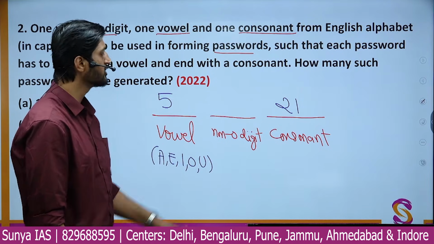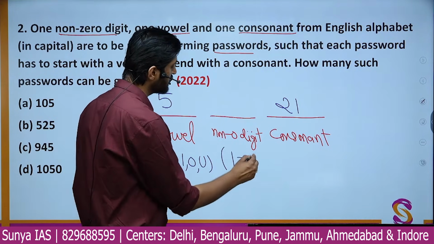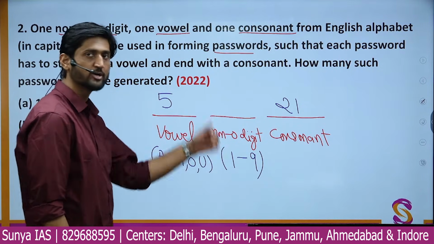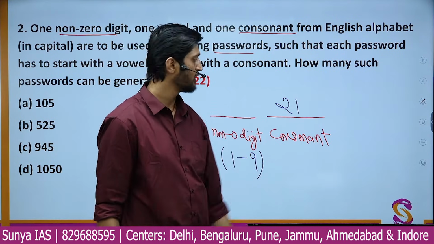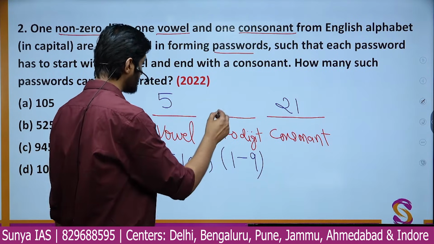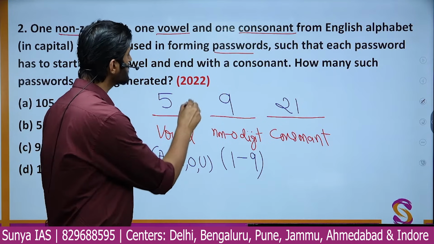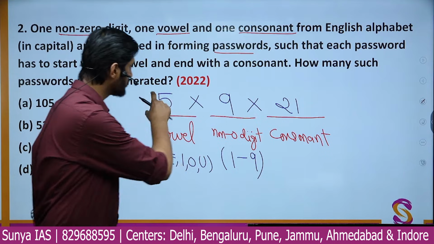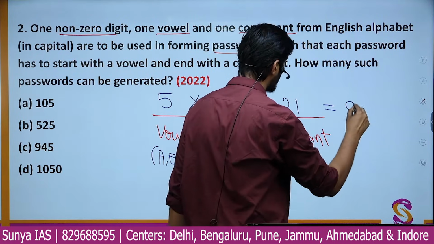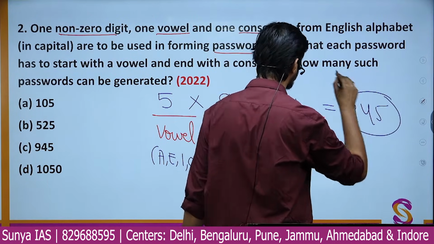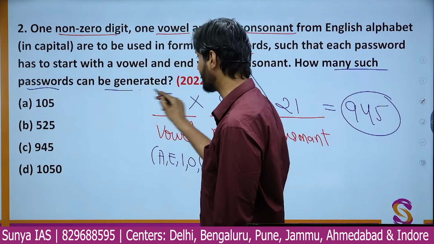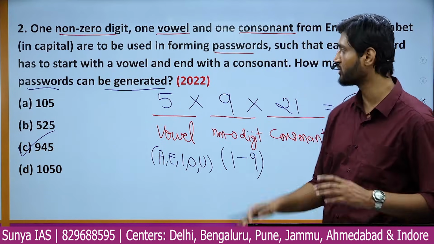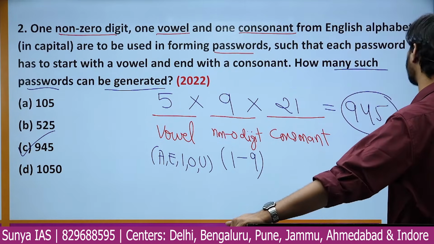Finally we are having a non-zero digit. These digits are from 1 to 9. We are not including 0. So overall we are having 9 choices here, 1, 2, 3, 4, 5, 6, 7, 8, 9. So out of these 9 digits we can choose any one. So these are going to be the total ways in which we can create passwords, and when you multiply these values you get 945. So 945 such passwords can be generated. So option number C is going to be the correct option in this particular case. Okay, so we are using the same idea of how many choices do we have.